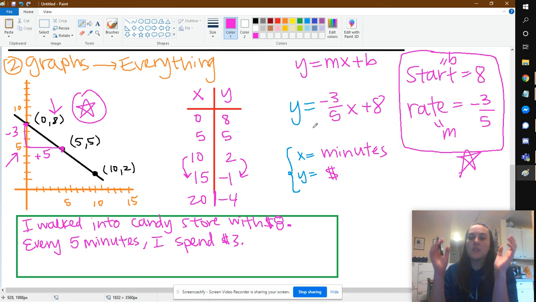All right, pause here, do the graph one. Remembering that the rate is rise over run, so it's the amount you go up and down divided by the amount you go left and right. And then our starting point is always when it hits the y-axis.